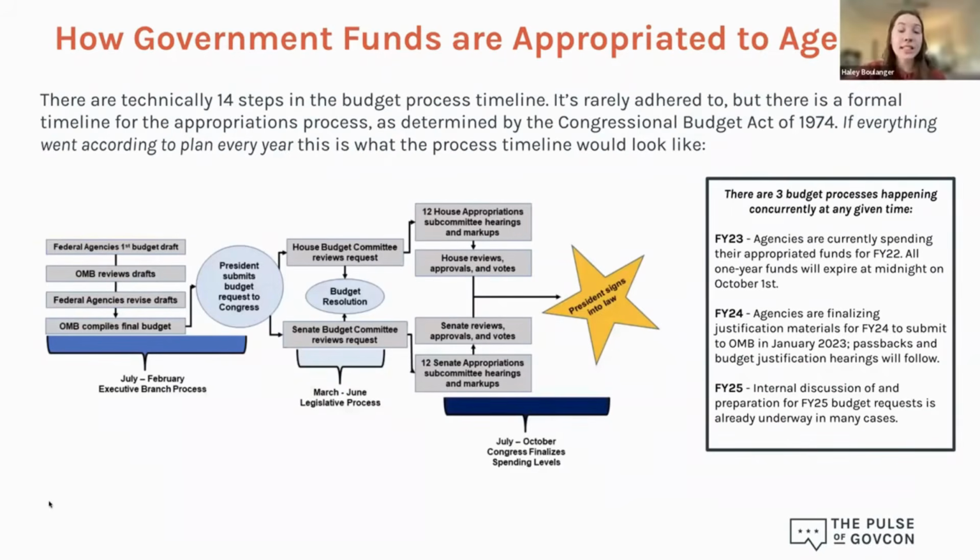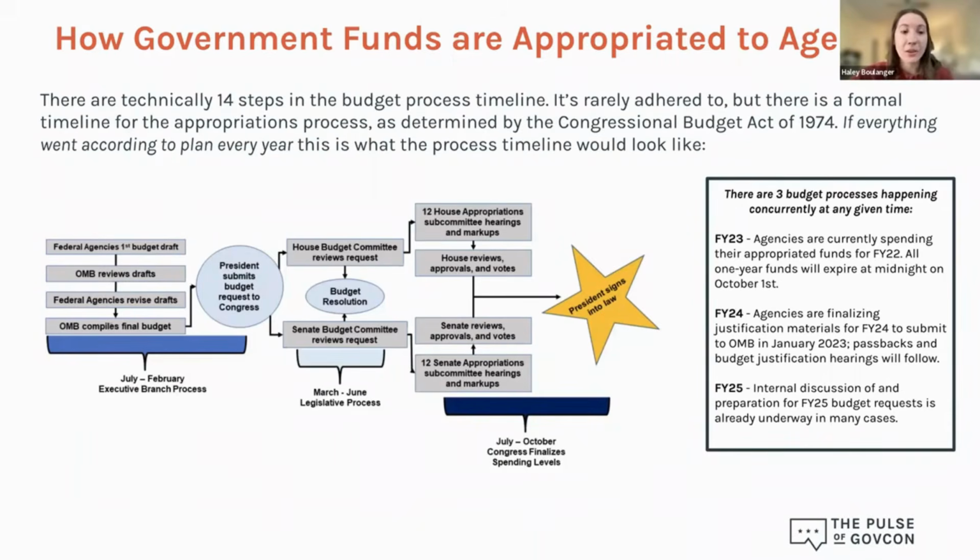There are technically 14 steps in the budget process timeline. This is rarely followed step by step, but there is a formal timeline for the appropriations process, which is determined by the Congressional Budget Act of 1974. If everything goes according to plan, how it should be every single year, this is what that timeline would look like. But again, this rarely happens in a smooth flow chart type of way.